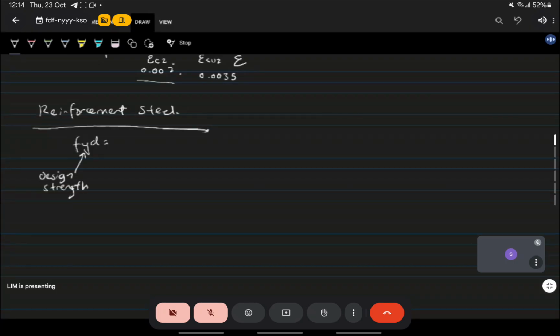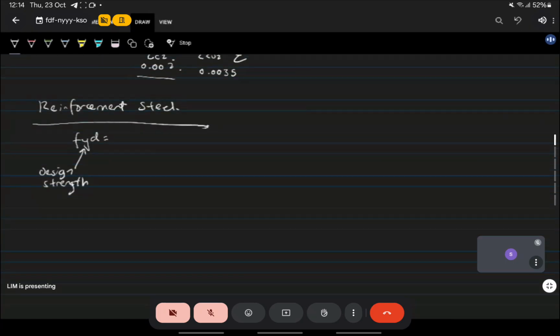Make sure you copy this down. If I'm going too fast, let me know, I will slow down. Make sure you copy this down because it's not in any slides that I'm going to provide you. So reinforcement steel, the design strength fyd is fyk divided by gamma S. I talked about this last week as well.